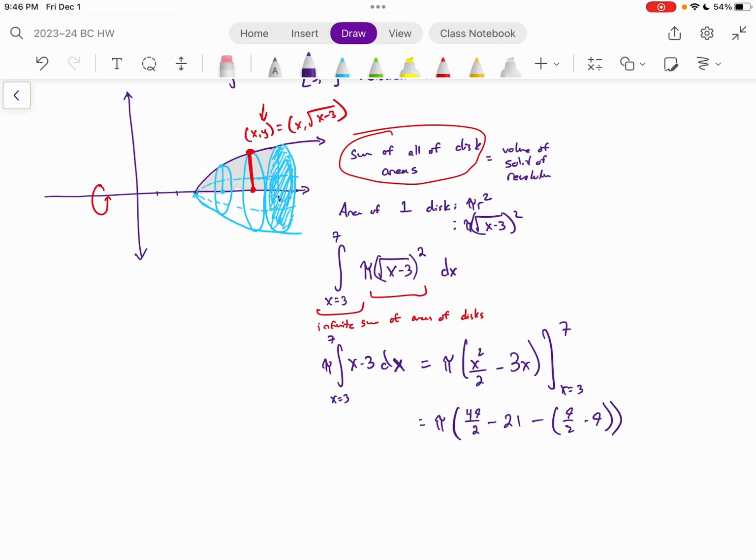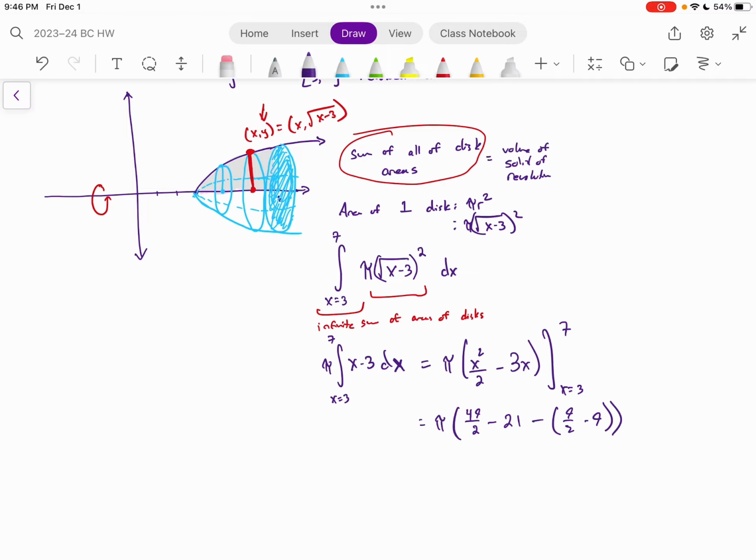So we're going to get something. We have this expression because we have these infinitely many cross sections perpendicular to the x-axis that are these circles or disks. We can say disks have very, very small thickness, or circles because they have no thickness.